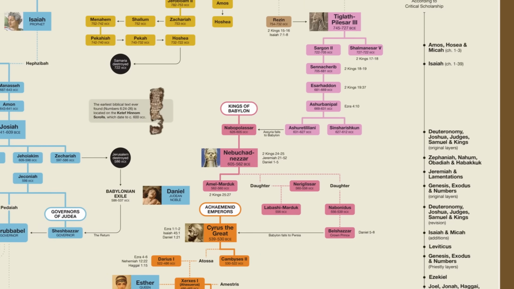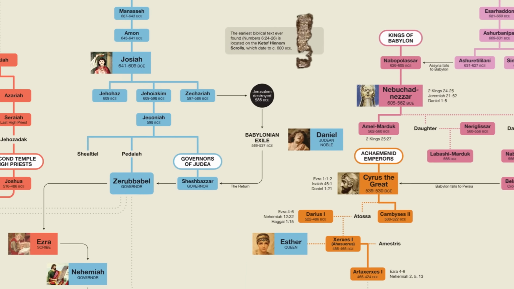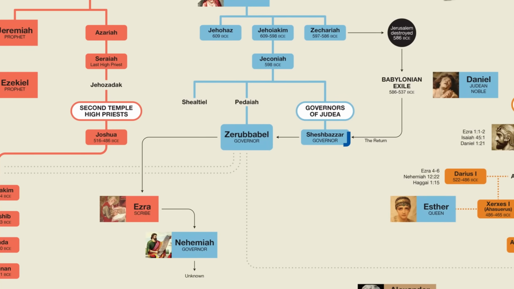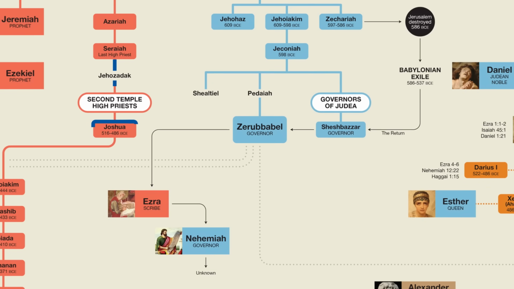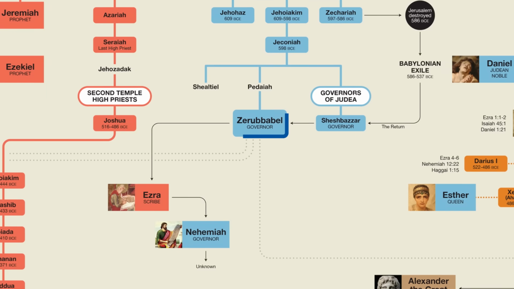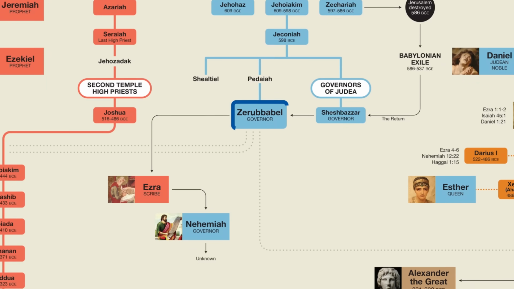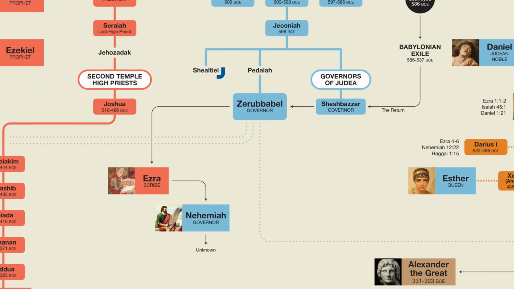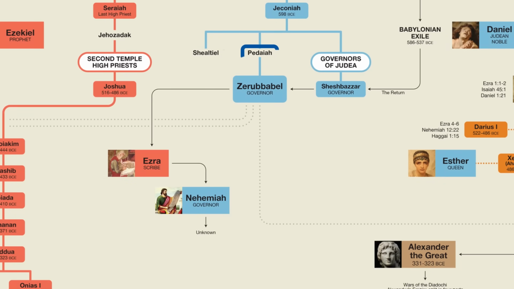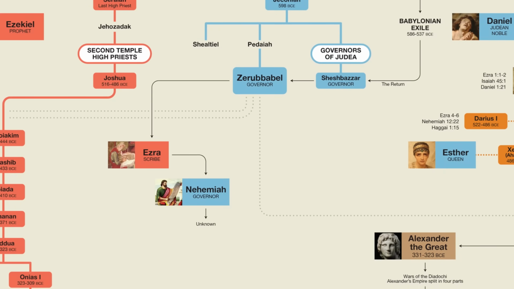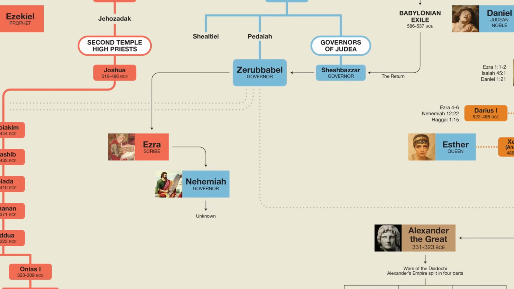Going back to the family tree, the governor of the first wave of returnees is Sheshbazzar, the son of King Jeconiah, and the first high priest of the second temple is Joshua, grandson of Seraiah. The Bible also mentions a governor named Zerubbabel, who leads the second wave. He is either the son of Shealtiel or Pedaiah, both sons of Jeconiah. I'll come back to him a bit later when discussing the ancestors of Jesus.